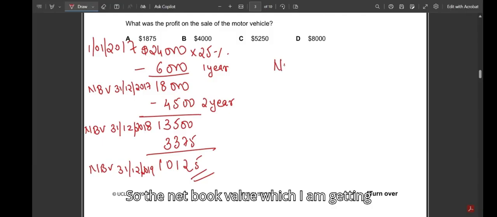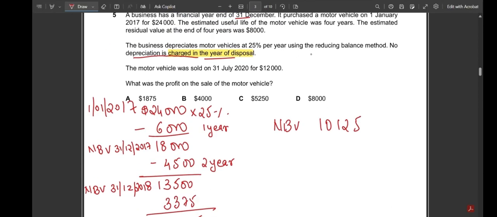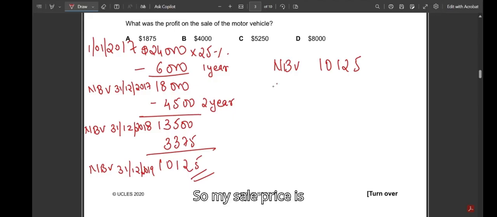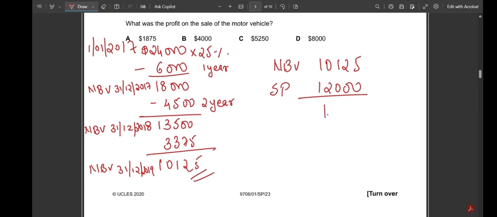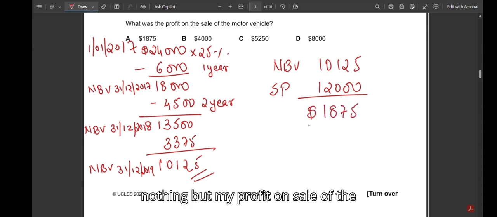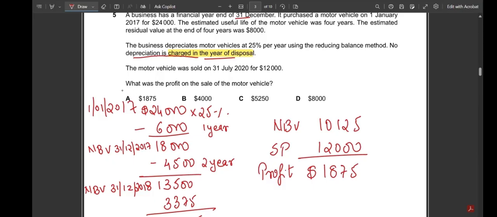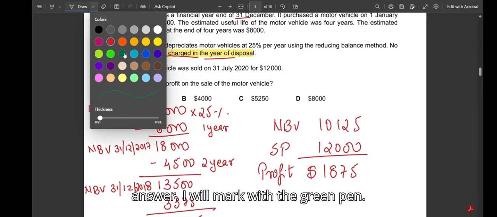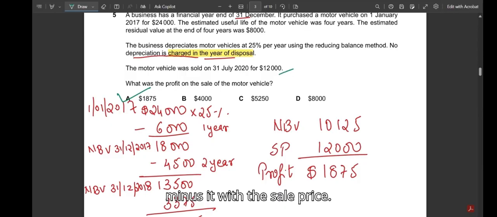So the net book value which I am getting over here is 10,125. This is the net book value, and I'm selling it for 12,000. So my sale price is 12,000. The difference, that is 12,000 minus 10,125, is 1,875. This is nothing but my profit on sale of the vehicle. So in this case, A would be the right answer. I will mark it with the green pen. A is the right answer. I hope you all are getting it. Easy question. We just had to calculate the net book value and minus it from the sale price.